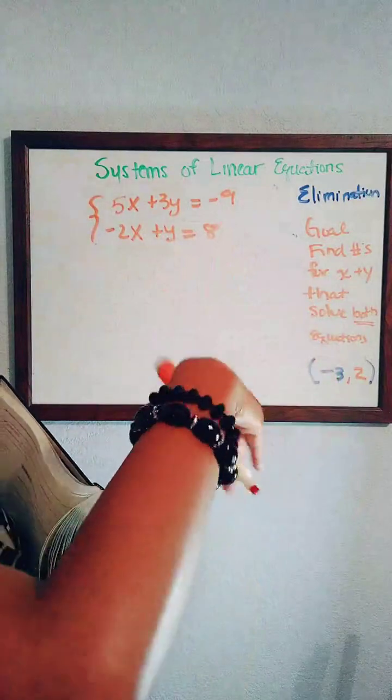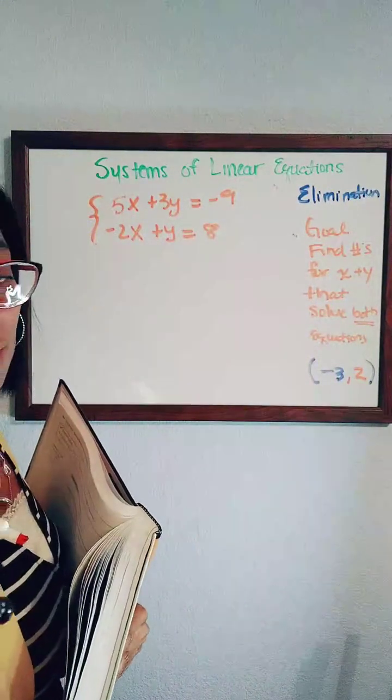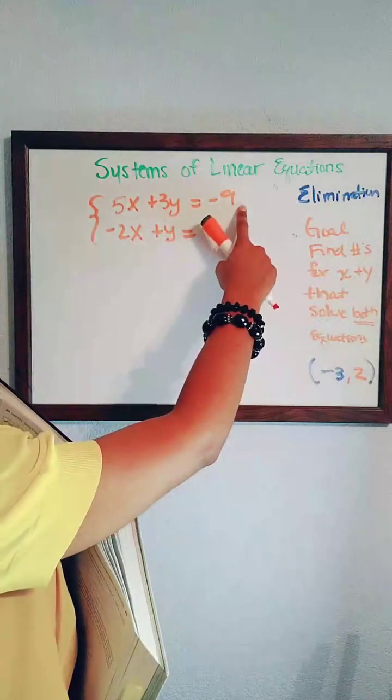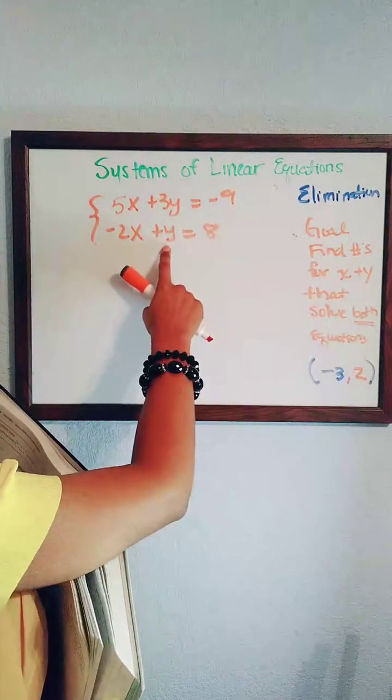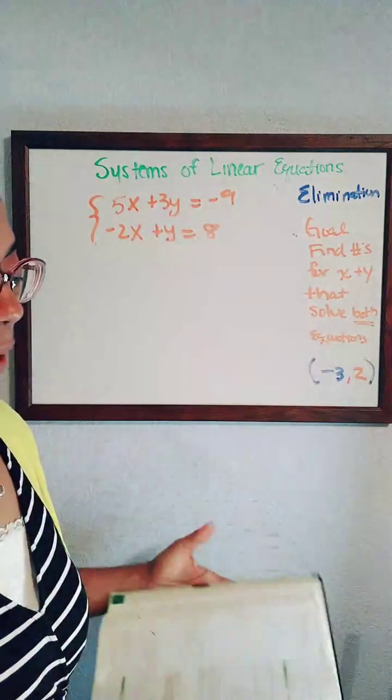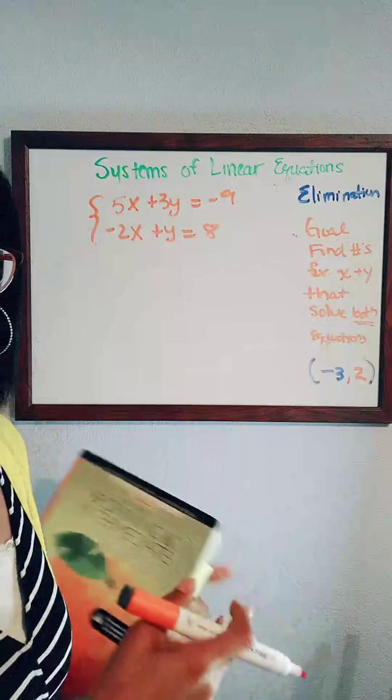So for whoever was asking, the way I did it was called the elimination method. I multiplied this first equation by -3 so I could get rid of this y. So my purpose is to eliminate.